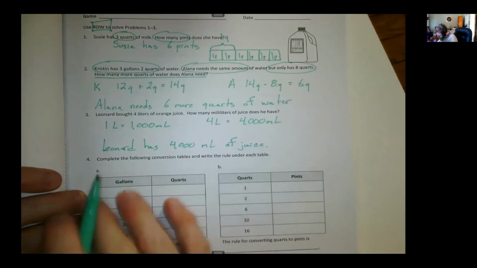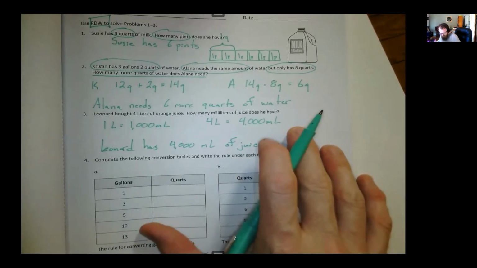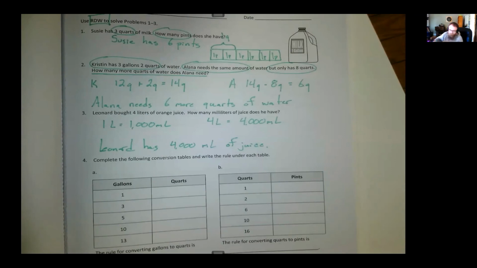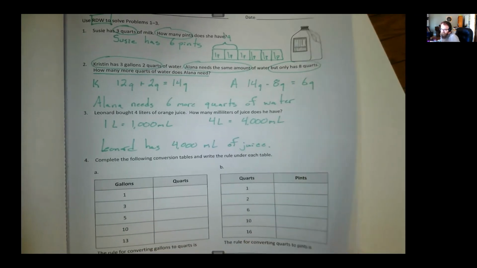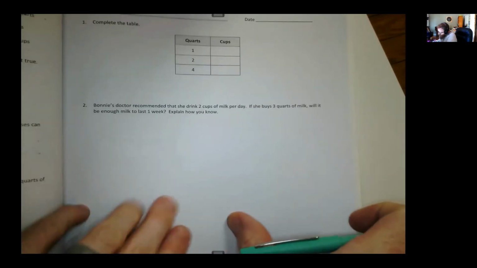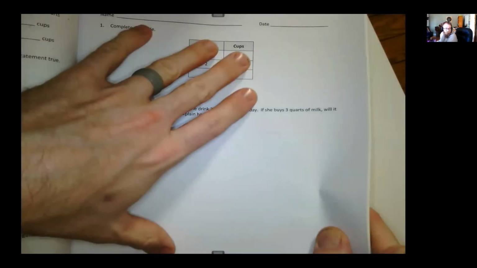Okay, complete these conversion tables. You're really just going to copy from the ones we already did and write the rules at the bottom. I'd like for you to do that independently, and you can submit that when you submit today's problem set. You'll have to do the same thing on the exit ticket, okay? Convert quarts to cups.